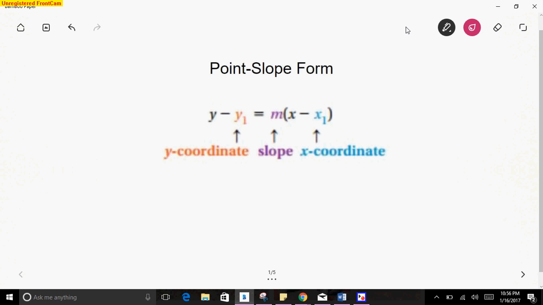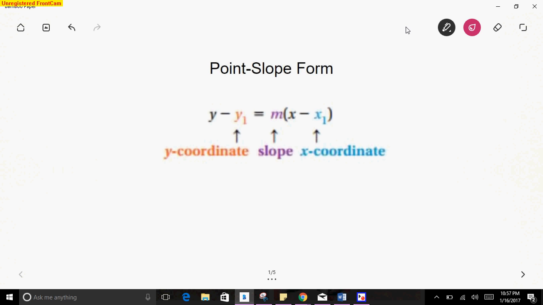Last week we talked about equations in slope-intercept form. In slope-intercept form, we needed to know the slope and the y-intercept. However, as we learned, we don't always have the y-intercept given to us. Sometimes we are only given a point and a slope. Today we're going to talk about how to write an equation only given the point and the slope.